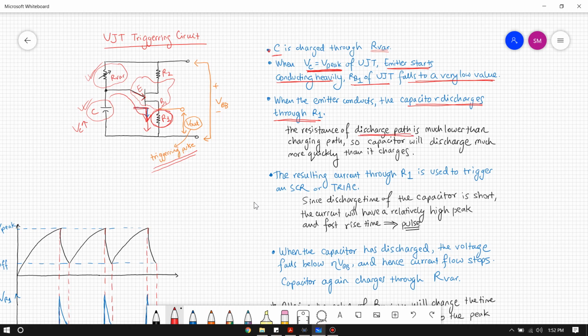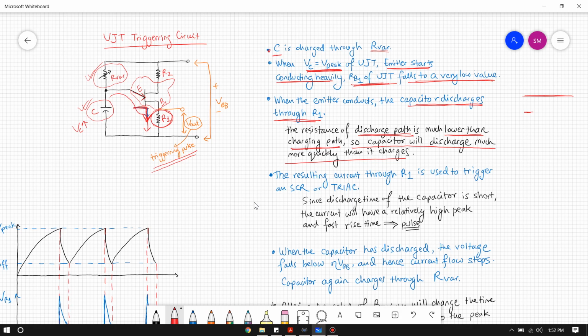Okay, so when it is discharging, because we have reached our peak value of the voltage of the UJT, the internal voltage of the UJT falls to a very low value, right? RB1 falls to a very low value. So the resistance of the discharge path is much lower than the resistance of the charging path. Okay, and this means the capacitor will discharge much more quickly than it charges. So if we have a charging time like this, our discharge time will be very quick. It will be only this duration.